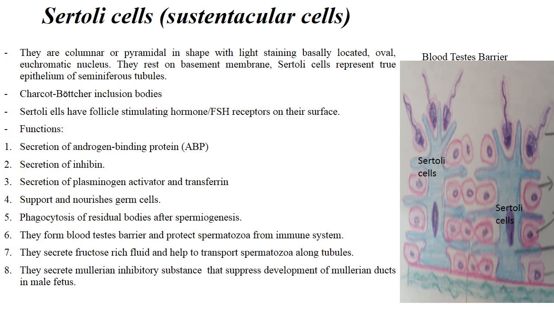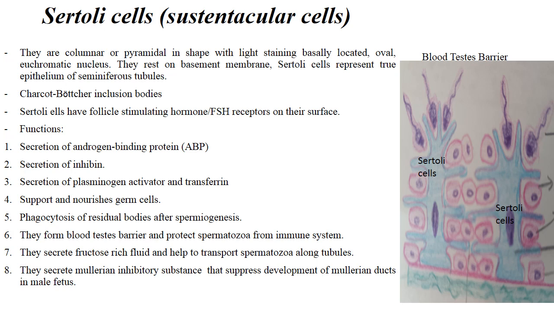And the Sertoli cells have follicle stimulating hormone receptors on them, and FSH will activate the Sertoli cells, resulting in the secretion of anti-Mullerian hormone. The main function of the Sertoli cell is that it secretes androgen binding proteins, which help to bind and increase the concentration of testosterone in the seminiferous tubule, which is essential for spermatogenesis. Then it secretes inhibin. Inhibin inhibits FSH release by the adenohypophysis.